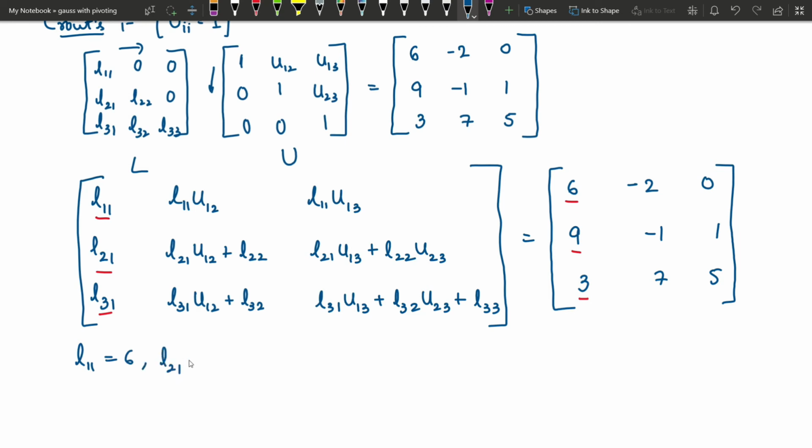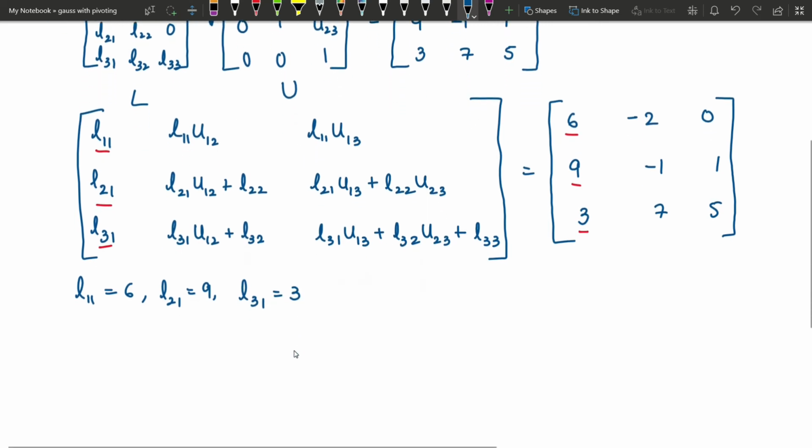Now we will equate this first column because they have single unknown variables. So we are going to get L11 is 6, L21 is 9 and L31 is 3. Now to find the other variables, we need to simplify them. So let us write it in the working column.